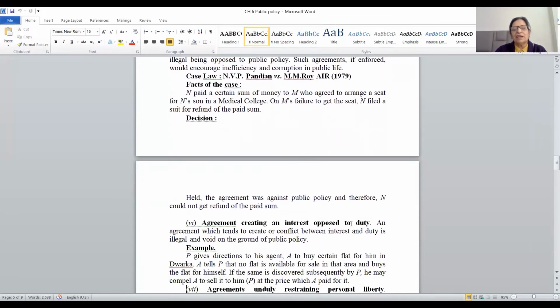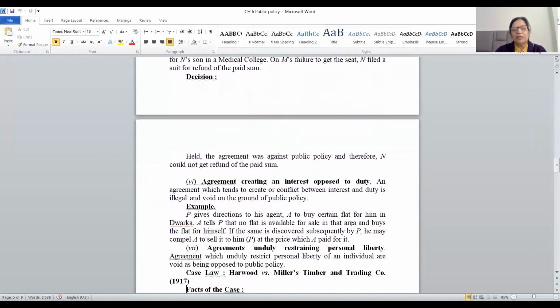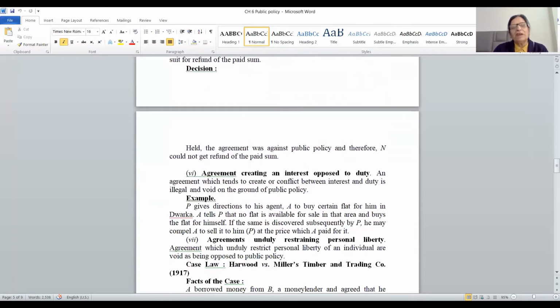Now, agreement creating an interest opposed to duty. Any agreement which tends to create a conflict between interest and duty is illegal, and it is always regarded as void on the ground of public policy. Friends, an agent's interest is to earn secret profits, but his duty is that he should always act in the best interest of his principal.